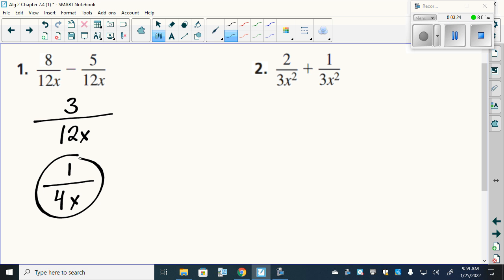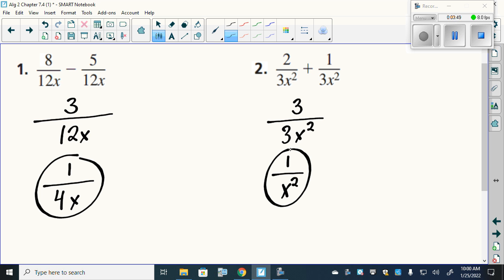All right, let's look at number 2. Denominators are the same, so we'll have 3x squared on the bottom, and the top would be, okay, which would give us 1 over x squared. Because the 3 over 3 would simplify to 1. Any questions on this here?